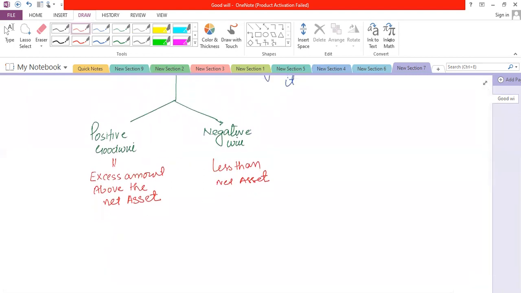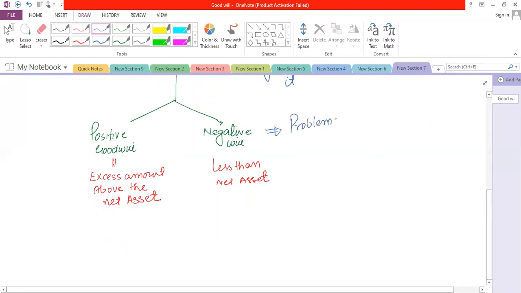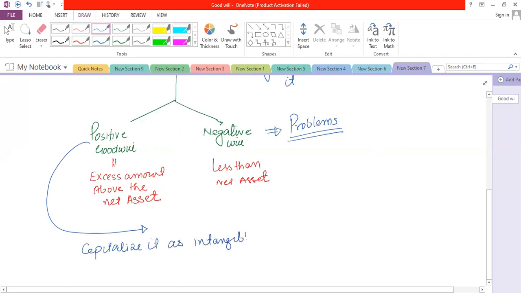So negative goodwill arises due to anticipated problems, anticipation of losses, and with positive goodwill, you pay an extra amount due to some positive elements in the acquired entity. Now, if you are paying in excess of the net assets, what is the accounting treatment of that positive goodwill? The accounting treatment is that you have to capitalize it as an intangible asset. So positive goodwill is capitalized as an intangible asset in the balance sheet, as a non-current asset.